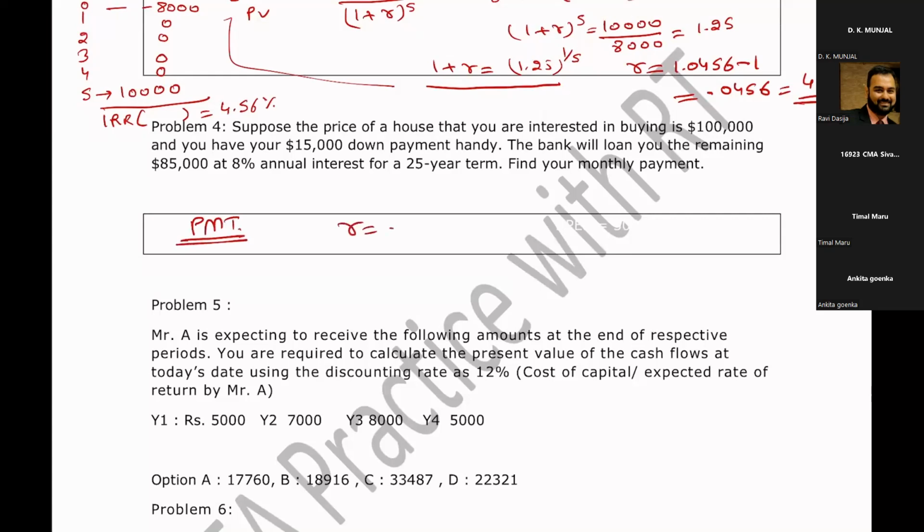Rate will be 0.08 by 12 because it is monthly. NPER will be 300, that is 25 into 12. And the answer will be rupees 656.